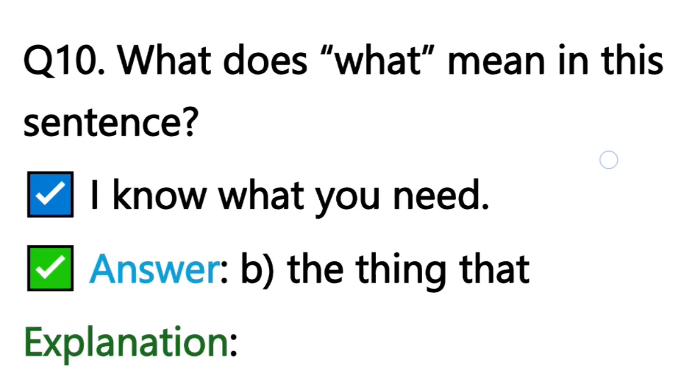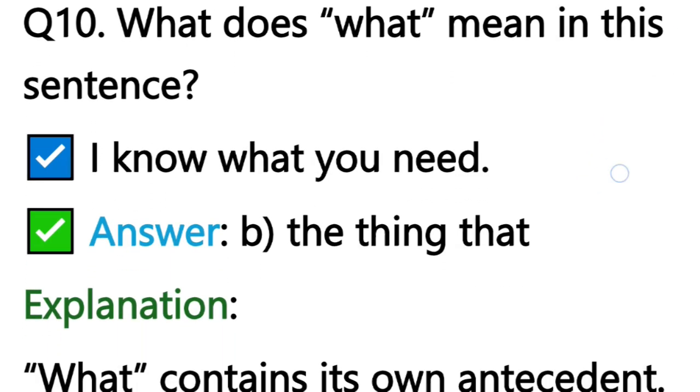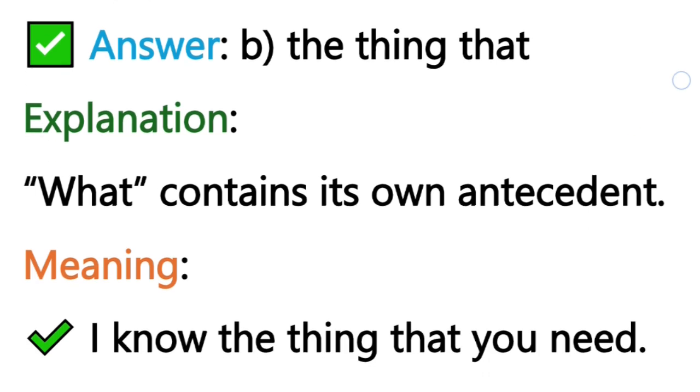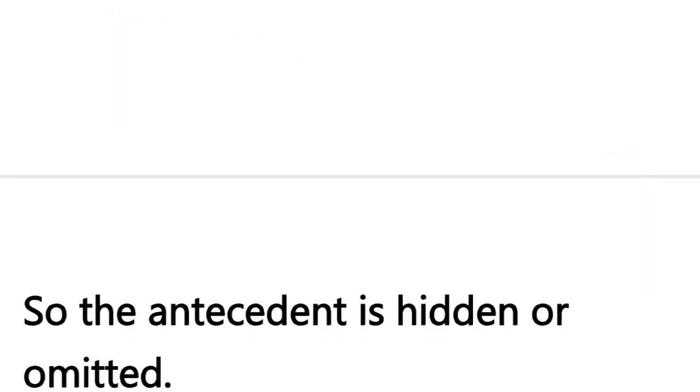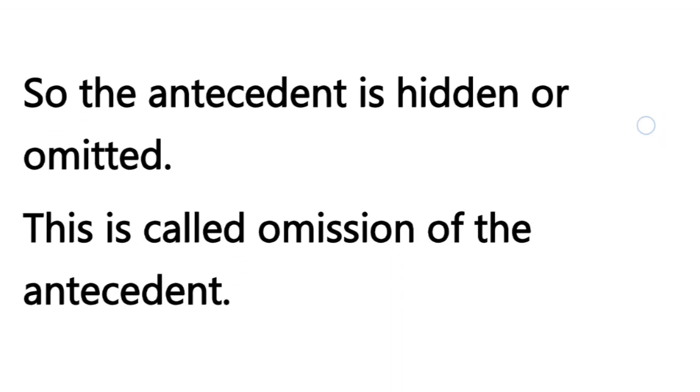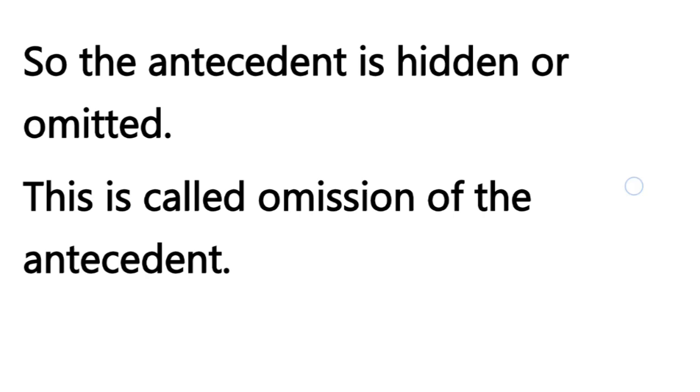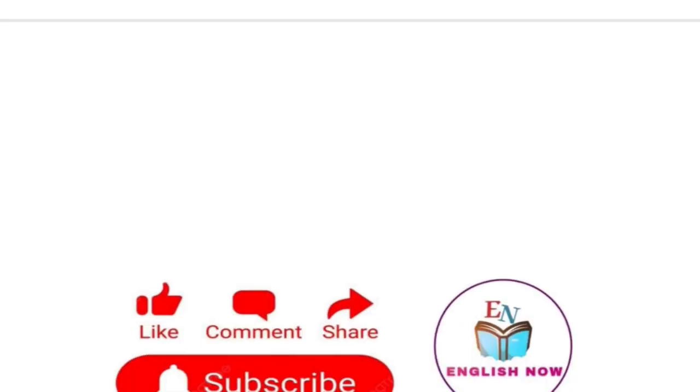Now let's talk about the last question of the video, which is question number 10, which says what does what mean in this sentence? I know what you need. Answer will be the thing that, which means I know the thing that you need. So what contains its own antecedent over here. I know what you need, that will be the correct answer. So the antecedent is hidden or omitted. This is called omission of the antecedent, as we have discussed in the detailed video as well.